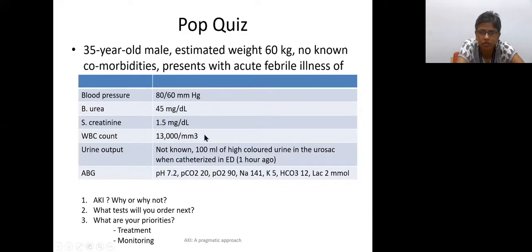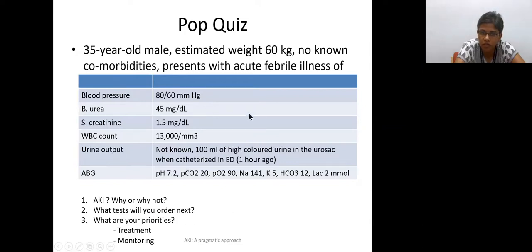These are just questions to test your knowledge. A 35-year-old male with a weight of 60 kgs, no known comorbidities, presents with an acute febrile illness. You can see that the blood pressure is low. You can see the urea, creatinine, WBC count. When the patient comes to the emergency department, there's only 100 ml of high colored urine, and this is the ABG. So the first question is, is this AKI? Okay. Based on this information, remember we have only one creatinine value. We know that this is not a normal creatinine value. So this may or may not be an AKI. Okay.